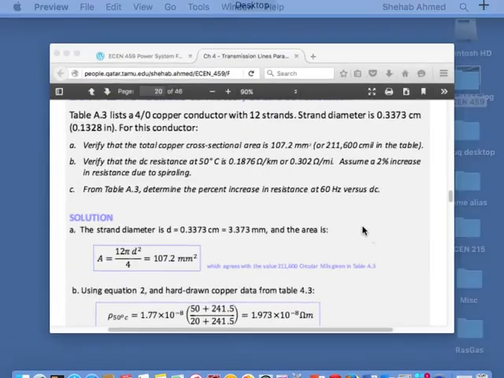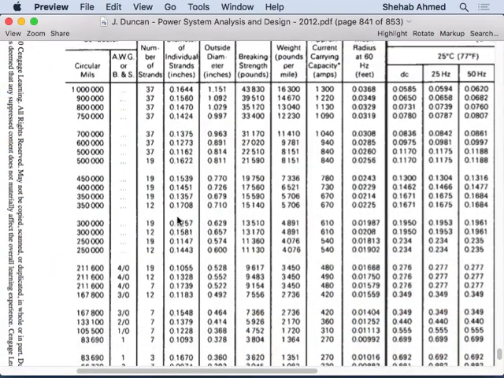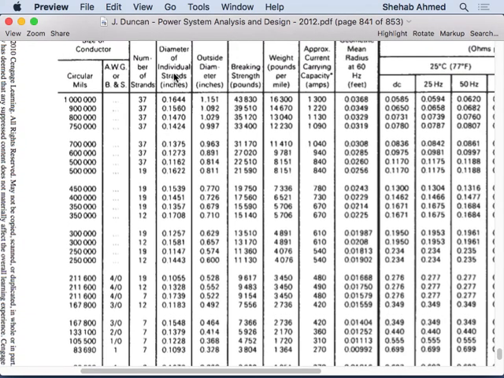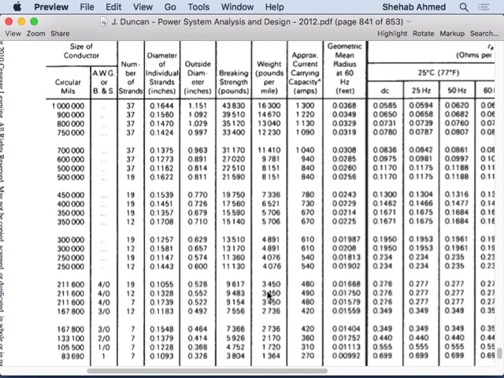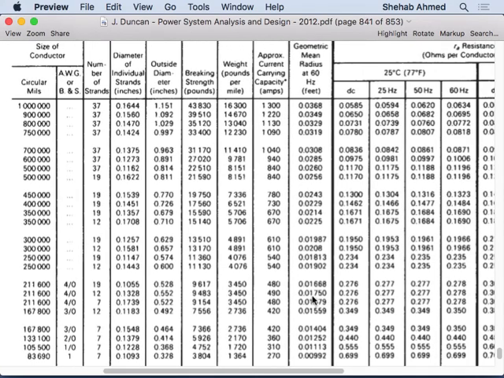Let's see which one that is. Yes, this one is 0.1328, the diameter of the individual strand in inches. So they're talking about this conductor here. They give us the diameter, the breaking strength of the conductor, the weight, the approximate current carrying capacity, and the geometric mean radius at 60 Hertz.